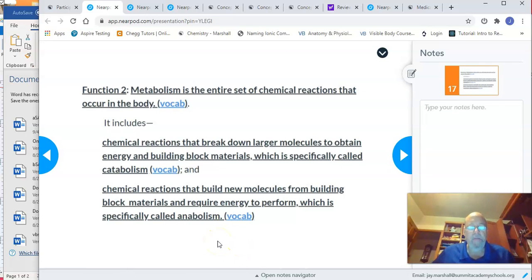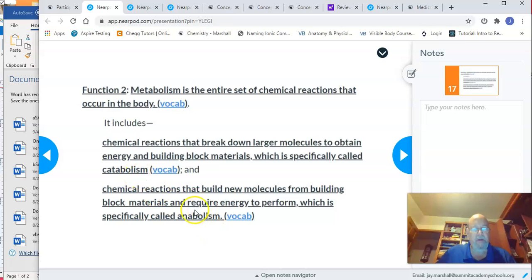Okay, now metabolism is the entire set of chemical reactions that occur in the body. This is also a vocab word, and here's one of our learning targets. We have to know the difference between anabolism and catabolism. And metabolism encompasses both of these things. It includes chemical reactions that break down larger molecules to obtain energy and building blocks, which is specifically called catabolism. Catabolism is the breaking down to get building block materials. And then chemical reactions that build new molecules is called anabolism.